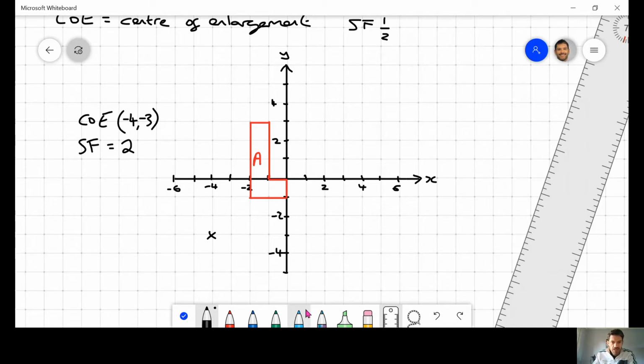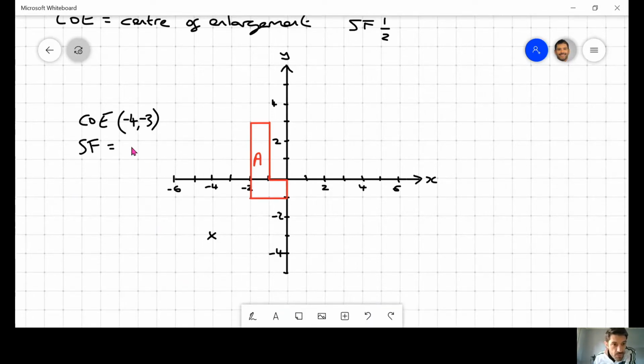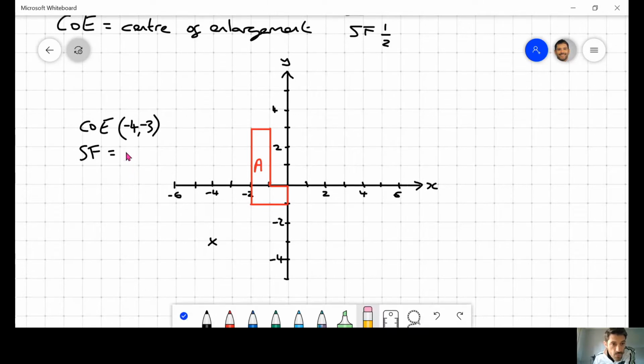I'm going to use the same center of enlargement. However, what we're going to do is a scale factor of half. Come on, Scoots. Right, so as we did before, let's do this bottom left. The nearest vertex is 2 along, 2 to the right, sorry, and 2 up. So guess where that vertex is transformed to?